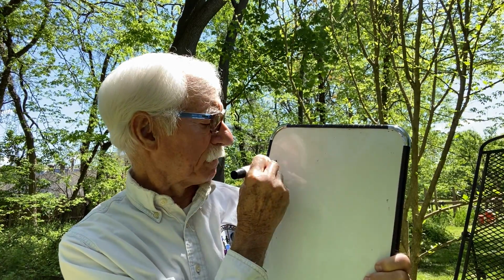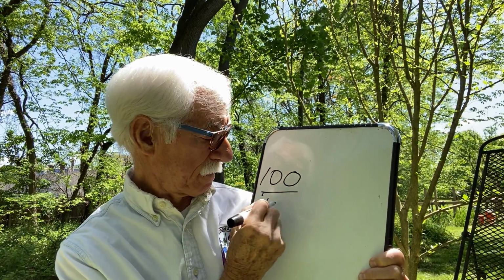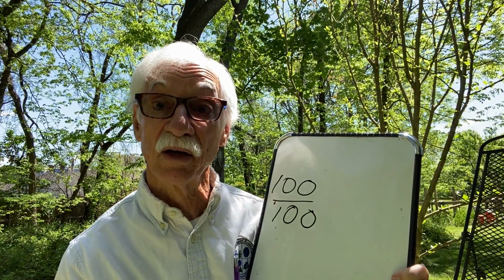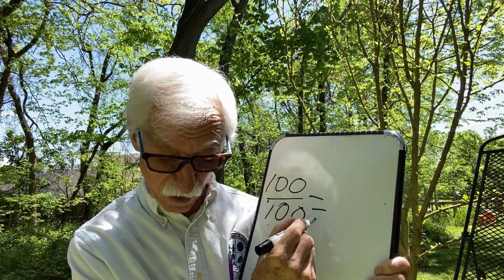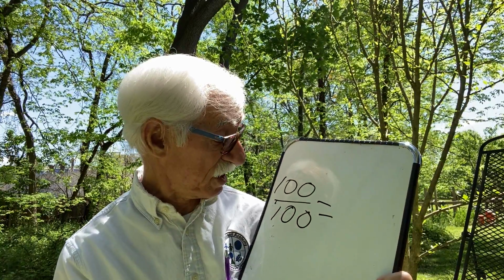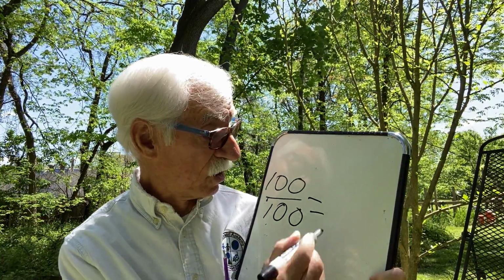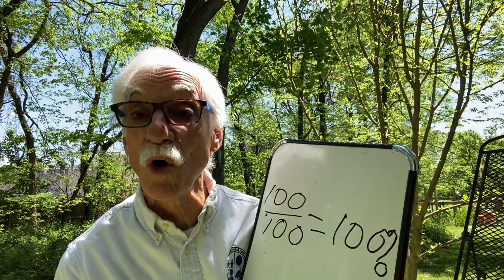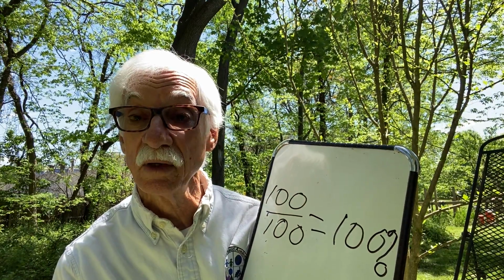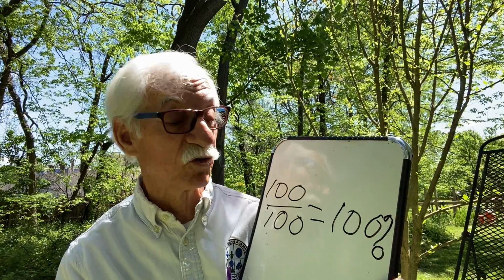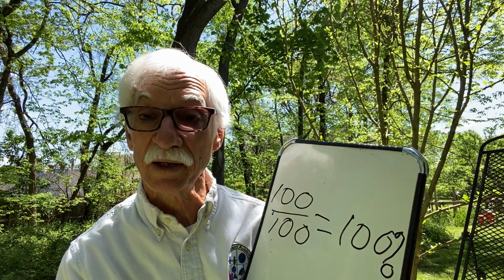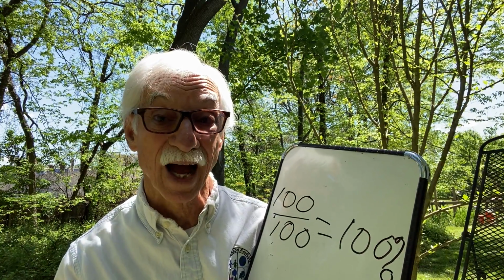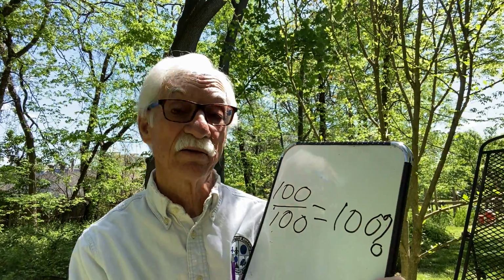So what would this be? 100 100ths expressed as a percent. 100 100ths expressed as a percent would be 100%. It's the whole. 100%. 100 100ths is 100%. A whole. So if I have 100% of anything, I have all of it. 100% is all of it.